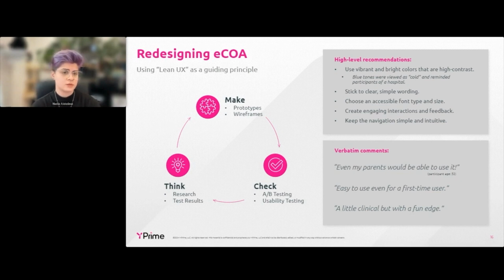Starting with, why did we use Lean UX? A few reasons, but it boils down to tight deadlines and a need for quick results. As the name suggests, it's a stripped down approach to conducting UX research. So we started in the make portion of the cycle by making 2 prototypes of our eCOA app with different colors, different navigation, different icons, different fonts, essentially the same eCOA solution, just with different visual elements. And our focus was mainly on color, information architecture, and overall look and feel.